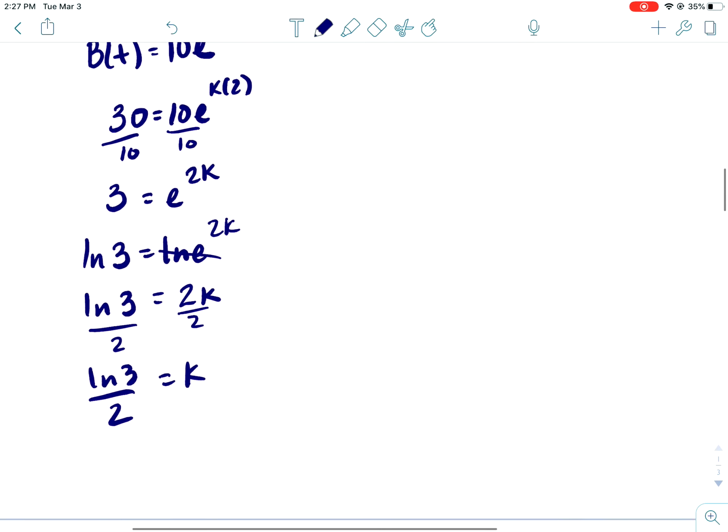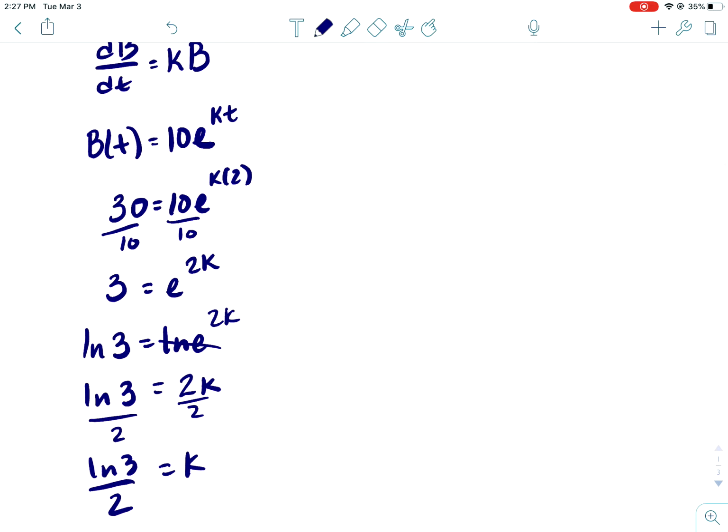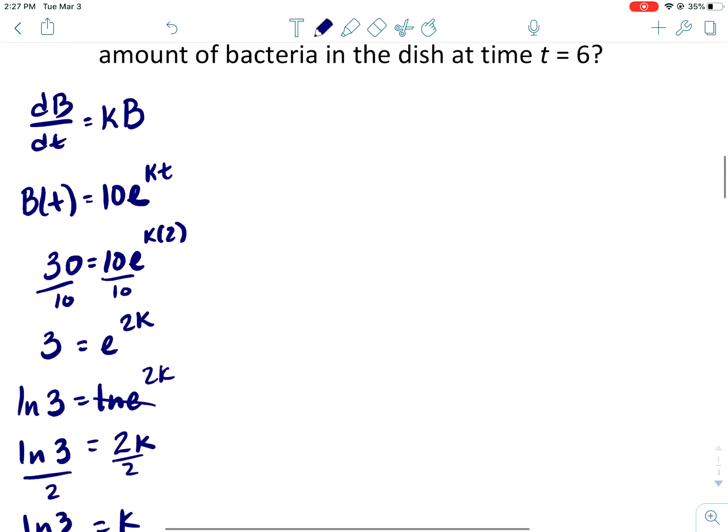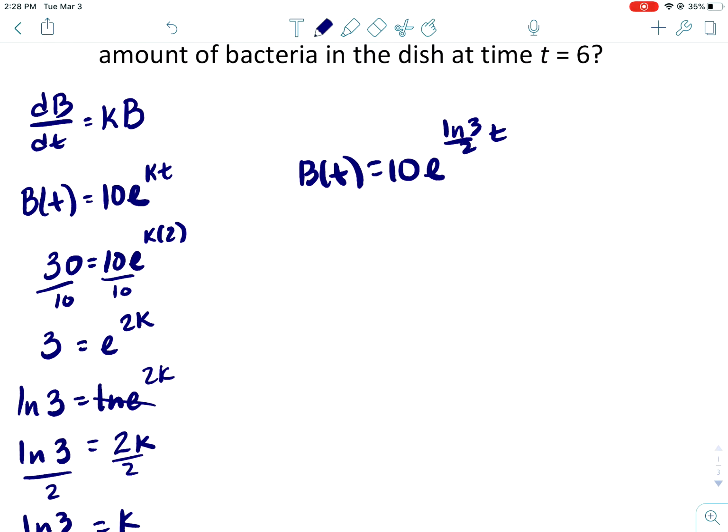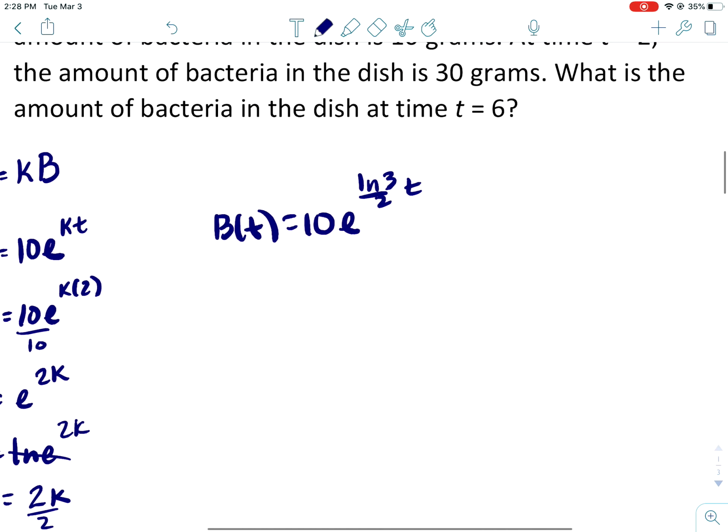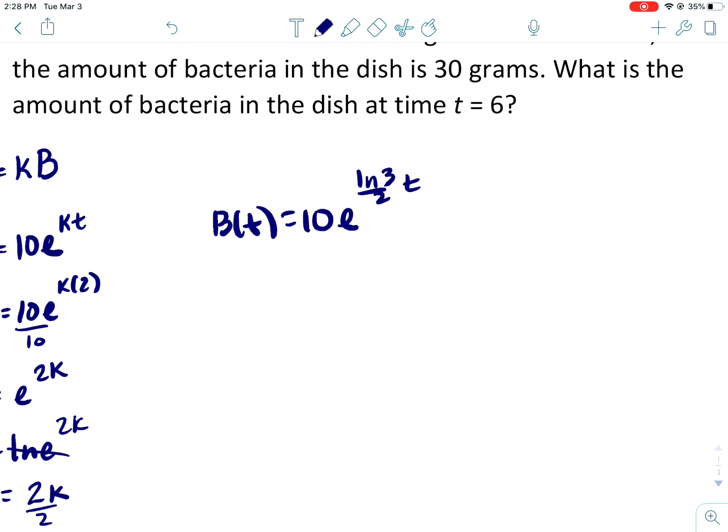All right, so what I'm going to do is go back up to where I wrote my equation and replace k with natural log of 3 over 2. It looks weird, but we can do it. Now, if the question was just to write the model for B, you would be done, but we have to use it. So it asks us to find the amount of bacteria in the dish at time 6. So we're going to put 6 in for t.